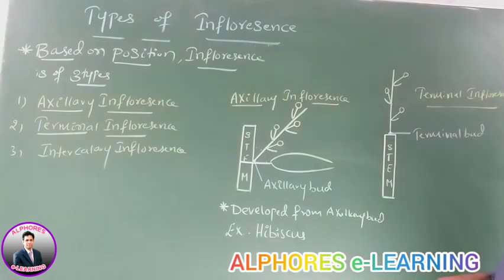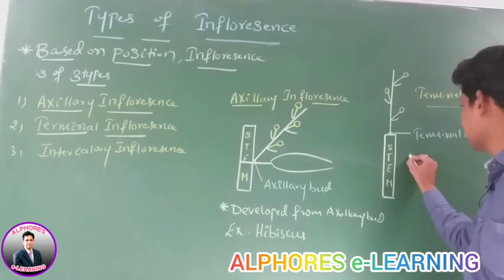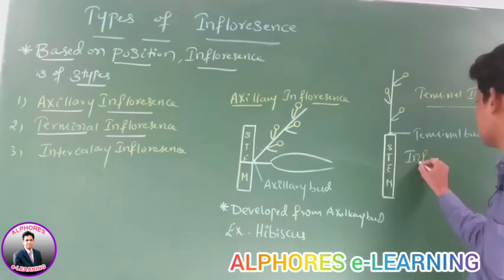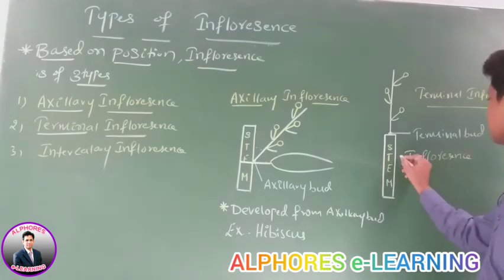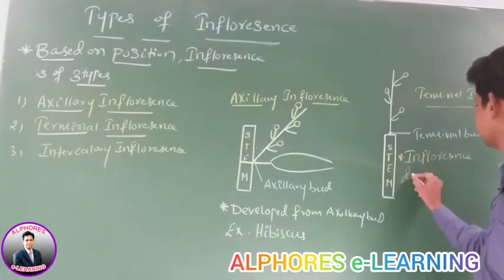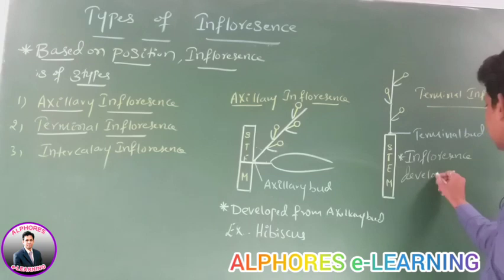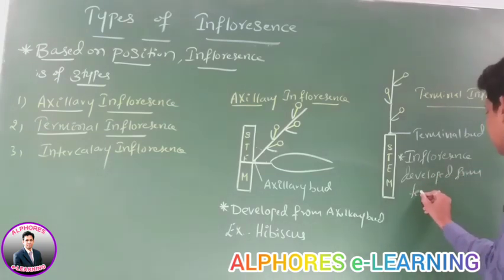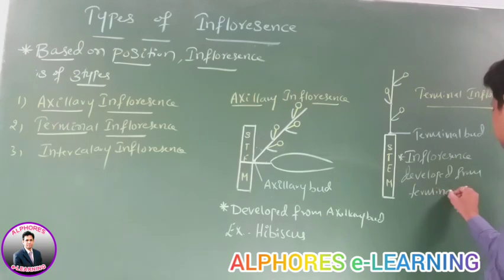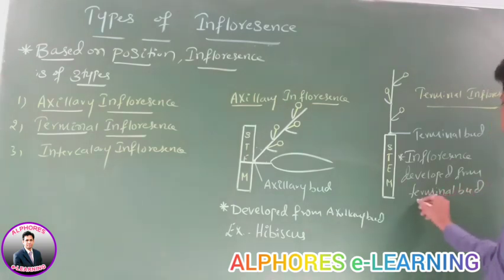What is it? Terminal inflorescence. What is the statement we are writing here? Inflorescence developed from which bud? Terminal bud. This inflorescence is developed from terminal bud.